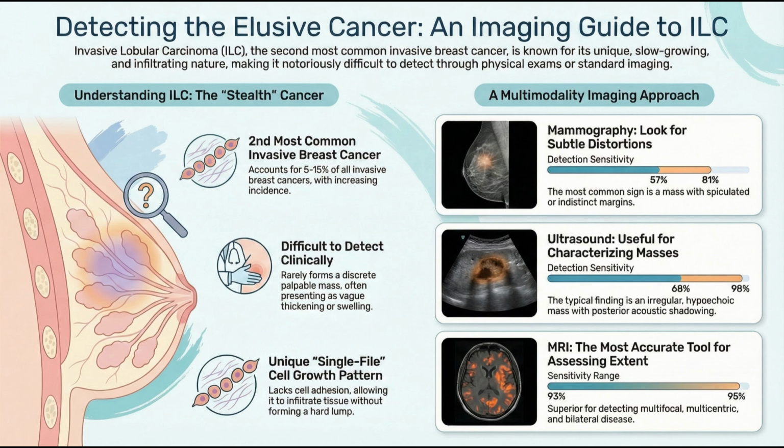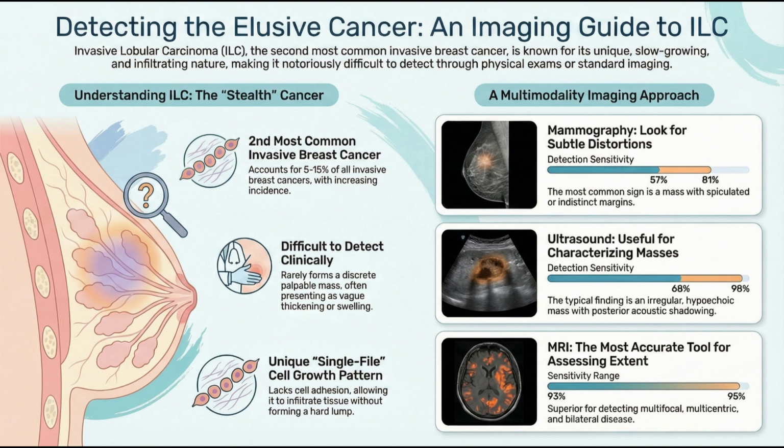Given that ILC's whole identity is based on stealth and infiltration, traditional screening must be severely challenged. What does the data tell us about the success rate of standard mammography? Mammographic sensitivity is, well, it's highly variable. It ranges anywhere from 57% up to 81%. But the critical point is the failure rate. The sources confirm that between 8% and 16% of ILC cases may present with a completely normal or benign-looking mammogram. 16%. So a 1 in 10 chance, or nearly 1 in 6, that this invasive cancer is just missed entirely by the standard screening tool.